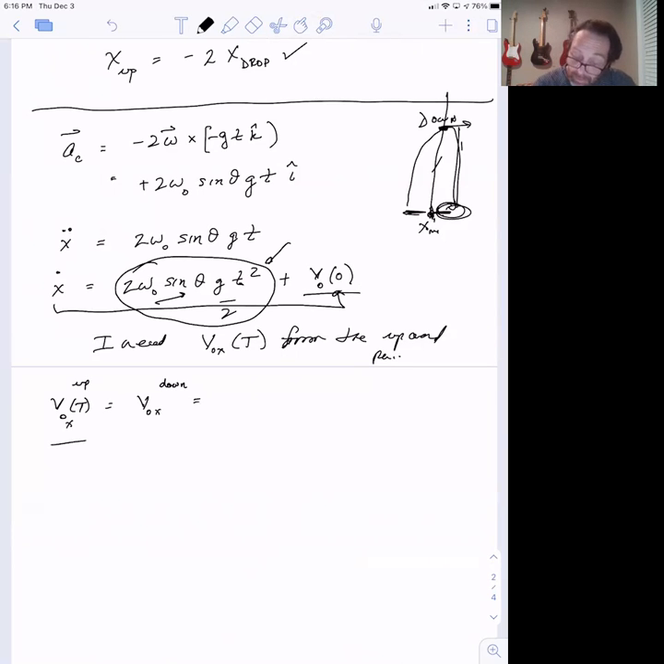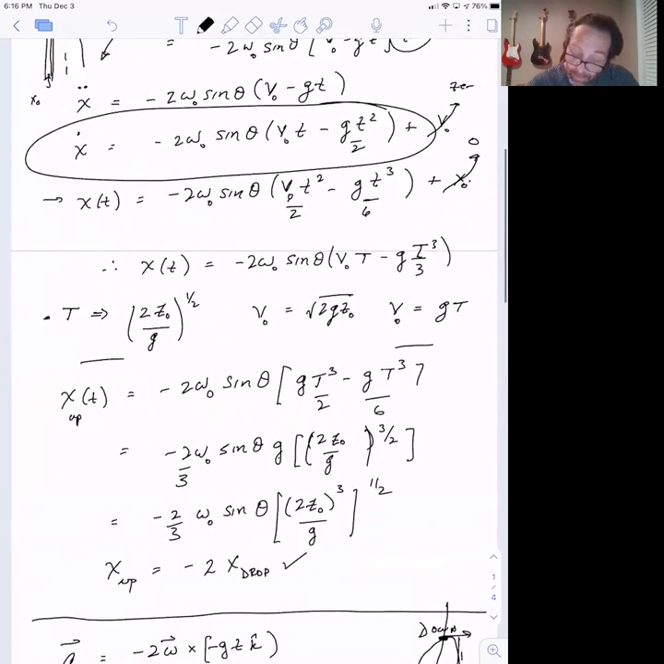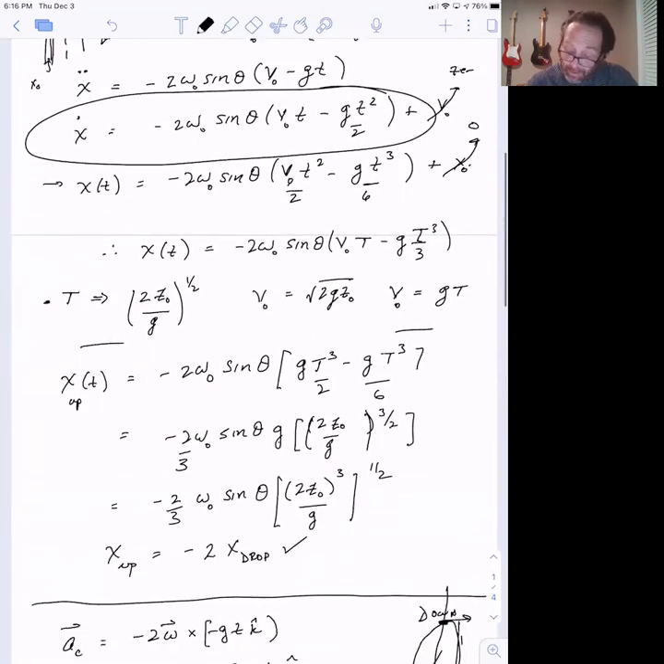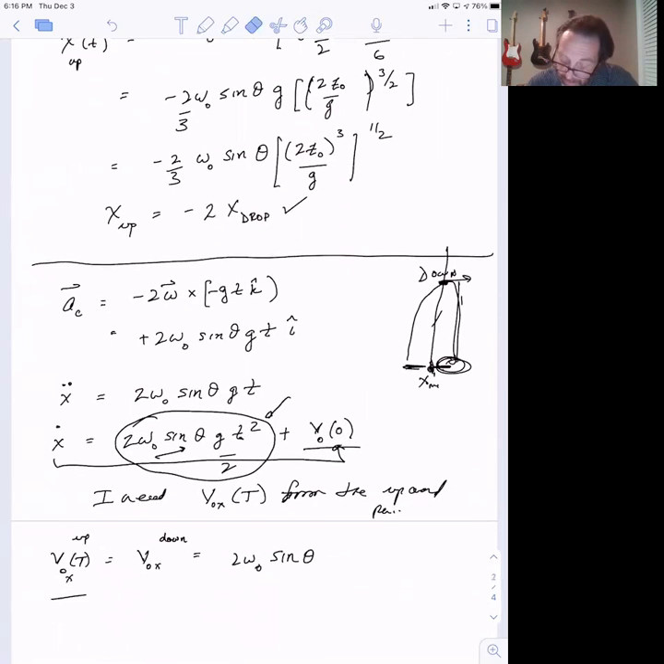So I'm -2 omega naught. Oh, it's 2 omega naught from back there. 2 omega naught sine. I got to go back and look. Actually, is it plus or minus back there? It's minus. Okay. -2 omega naught. I said I'd write it down again. I didn't.